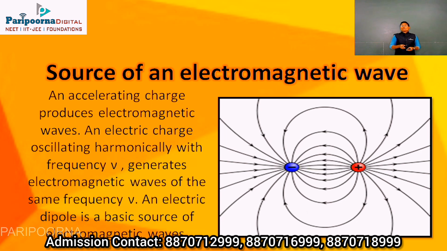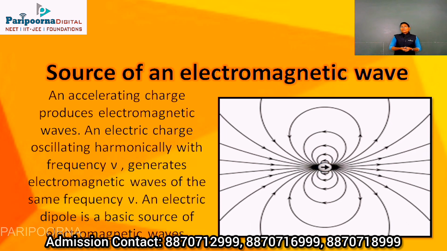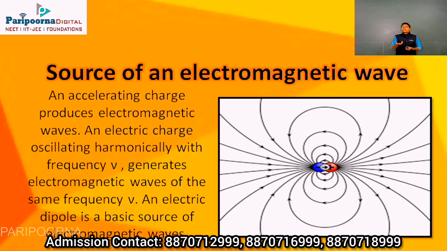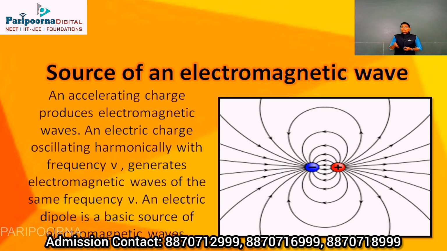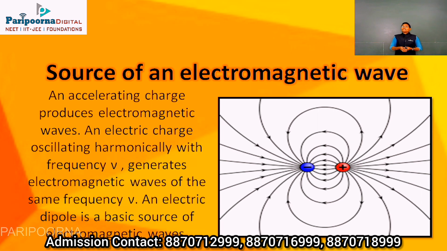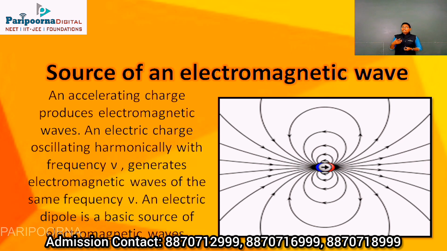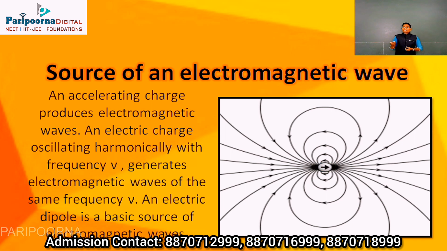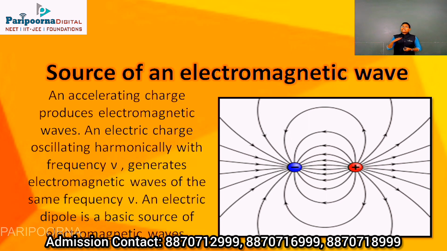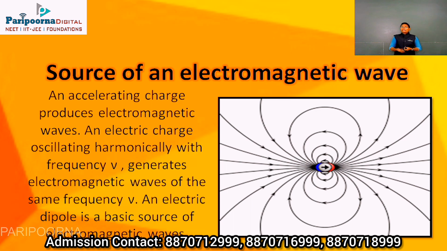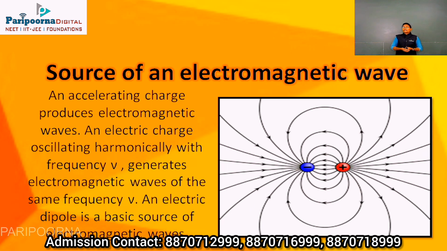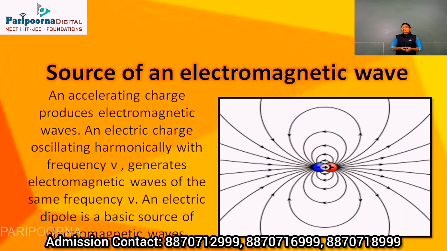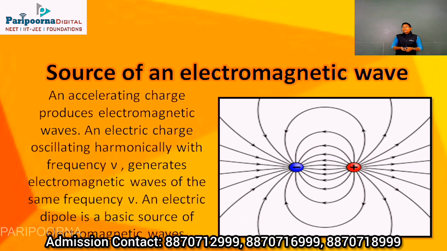Now, we are going to see what the source of an electromagnetic wave is. An accelerating charge produces electromagnetic waves, as we have seen before. An electric charge oscillating harmonically with frequency nu will generate electromagnetic waves with the same frequency nu. So, an electric dipole is a basic source of electromagnetic waves, as you can observe from the image.